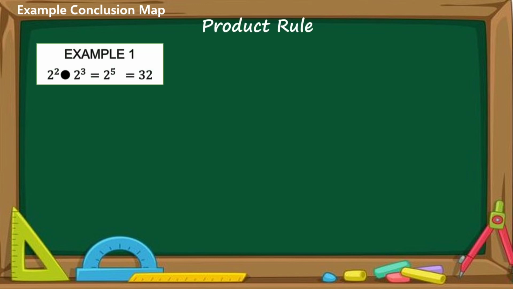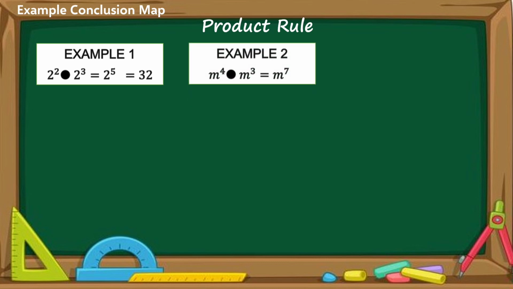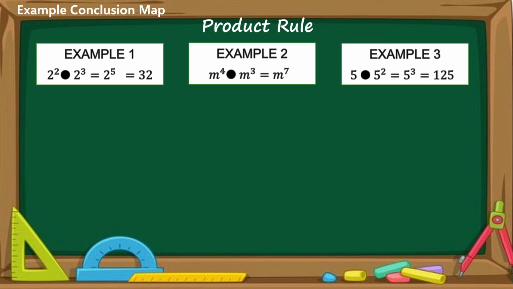Our examples are 2 raised to 2 times 2 raised to 3 is equal to 2 raised to 5. The value of 2 raised to 5 is equal to 32. Next example, we have m raised to 4 times m raised to 3 is equal to m raised to 7. Last example, we have 5 times 5 raised to 2 is equal to 5 raised to 3. The value of 5 raised to 3 is equal to 125. As you notice from the examples given, there is a pattern in simplifying exponents under this rule.